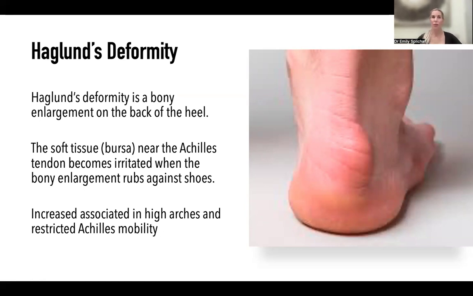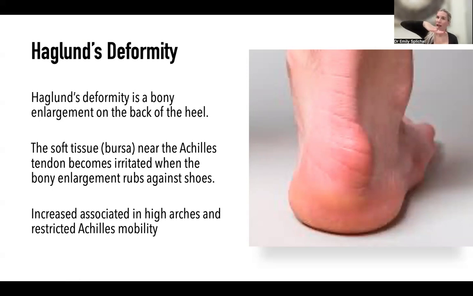A Haglund's deformity used to be sometimes referred to as a pump bump. And why it was called a pump bump is that all the women wearing their pumps, I don't know when this was, maybe the 80s, something like that, where they were wearing their pumps to the office, and then they started to get irritation of the heel bone against the stiff counter of the stiletto.